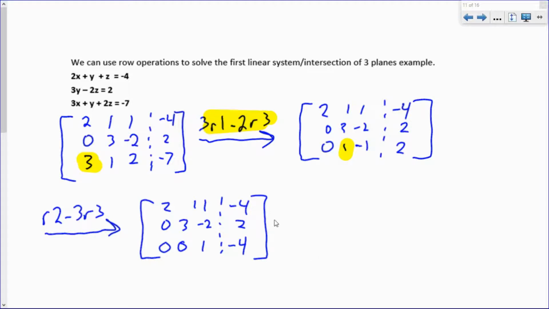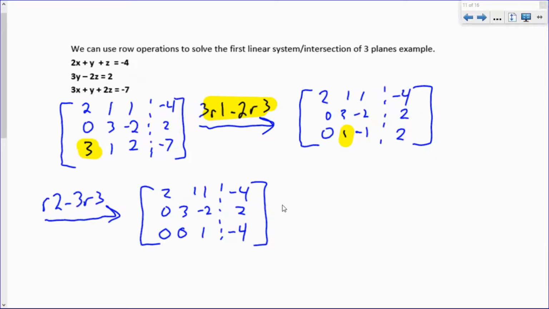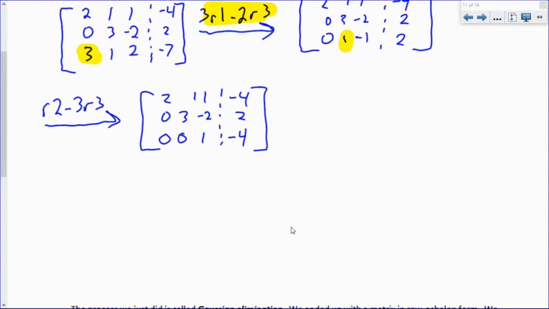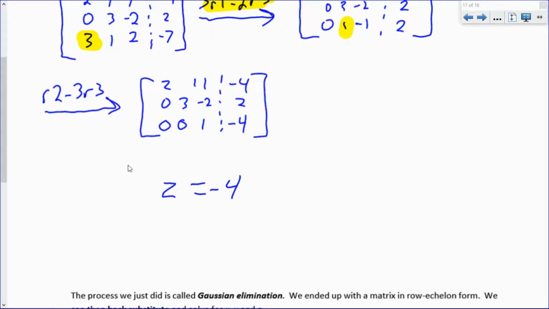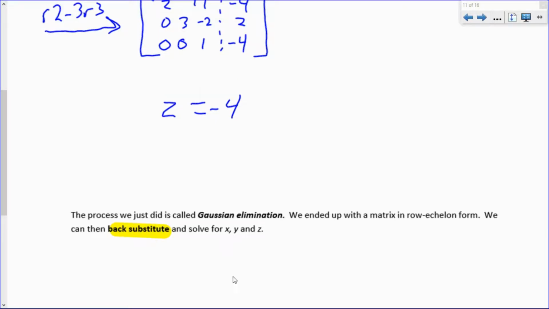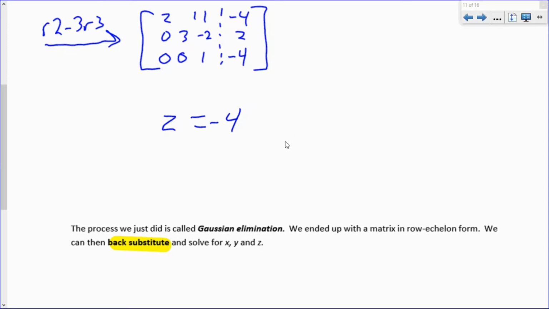And now I'm going to stop because I actually have something quite useful. Look at equation 3. It's been simplified so much now that it's actually z equals negative 4, right? Because that's 0x plus 0y plus 1z equals negative 4, or z equals negative 4. So we've actually solved for one of the variables. And what we can do is what's called back substitution, and now we can solve for x, y, and z as well. So let's do that, and then we'll talk about some of these other definitions here as well.